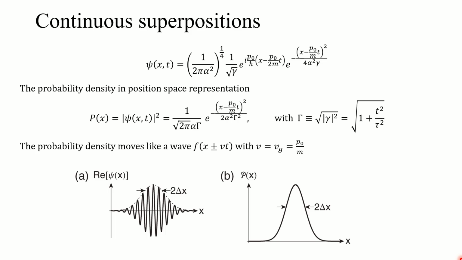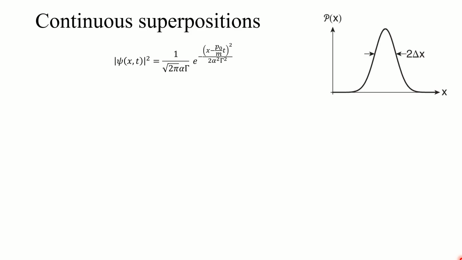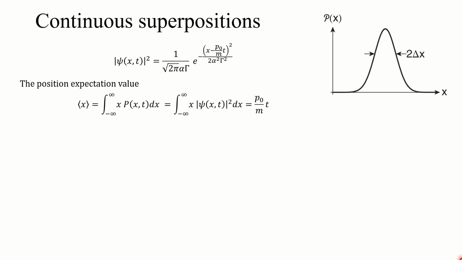Now that we have our probability density in position space, we can start to look at expectation values, which relate to our measurements. Our position expectation value is the integral over all space of x, the position operator, times the probability density. And just by inspection, we can see it's going to be the mean of that probability density, wherever that average is, and that's p naught over m times t. The mean of that Gaussian distribution moves with that velocity.